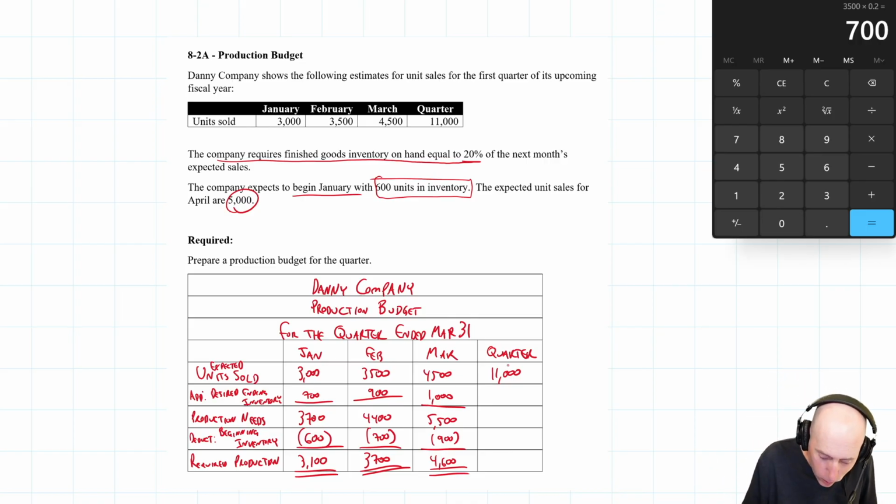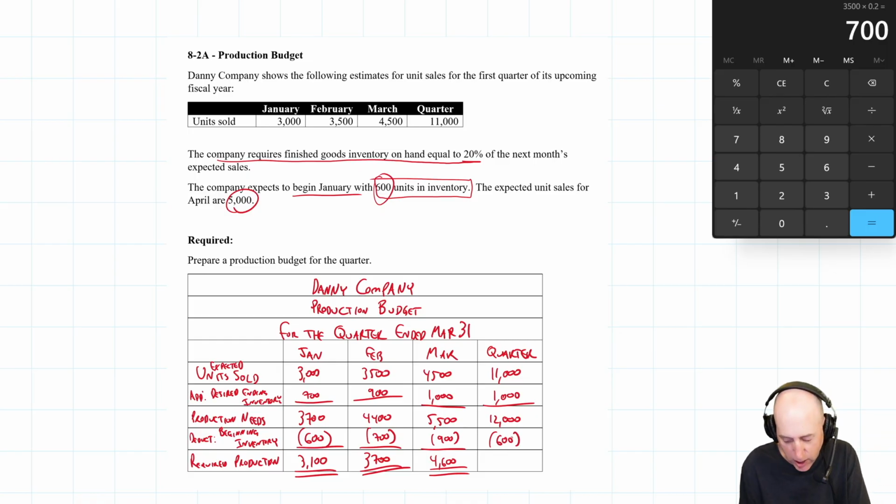The end of the quarter is the same as the end of March. I want to have 1,000 units sitting on my shelves at the end of the quarter, at the end of March. So that's the number I put. 11,000 plus 1,000 is 12,000. Now, what about the beginning? Well, same thing here. The beginning of the quarter started on January 1st. What's my inventory on January 1st? 600 units. It's the same I began with at the beginning of the quarter, which was January. 12,000 minus 600 is 11,400.